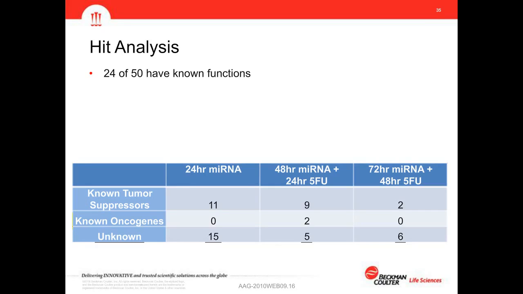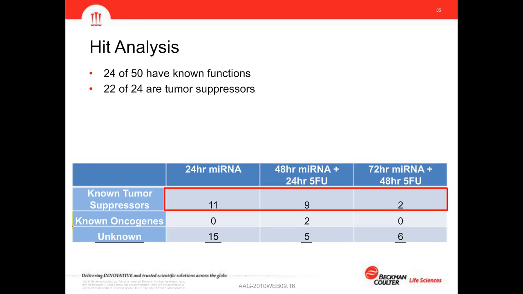Looking at the screens at a bit more granularity, of those 50 hits that we identified, 24 of them seem to have some known functions based on literature. Of those 24, 22 were shown to have a role as tumor suppressors. And this actually makes a lot of sense. This is what you would expect your phenotype to be if you overexpressed a microRNA that had a tumor suppressor role. You would expect to see increased toxicity in a cancer cell line. So 22 of our 24 known hits pretty much fell into what we would expect the outcome to be.